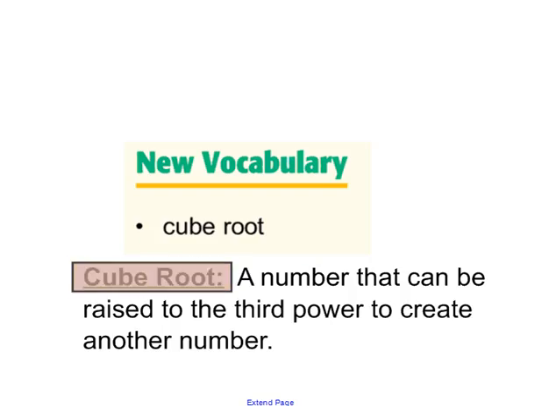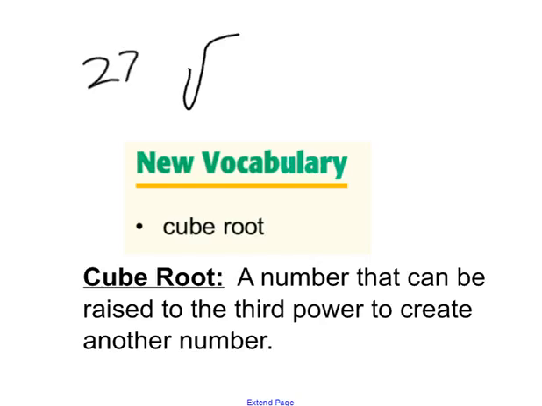Well, a cube root is a number that can be raised to the third power to create another number. For example, if I had 27, and I wanted to take the cube root, I put the little 3 there to indicate it's the cube root of 27. Well, 3 times 3 is 9, times 3 would be 27. So 3 is the cube root of 27, because 3 cubed is equal to 27.